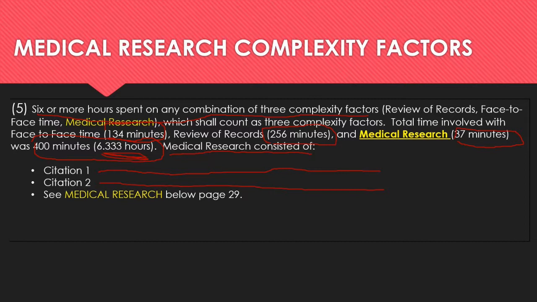After you list the citations, then refer the reader of the report to the section in your report wherein you discuss your medical research, and send them directly to the page number so that they can easily see and easily benefit from the medical research that you conducted. And in this medical research section, you're going to explain to the reader why the medical research was necessary. You're going to provide the reader of the report with your findings from the medical research. You're going to associate those findings with your opinions and conclusions.